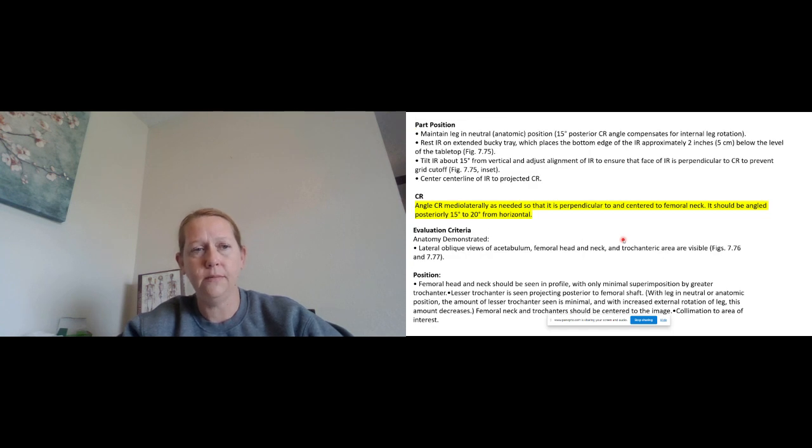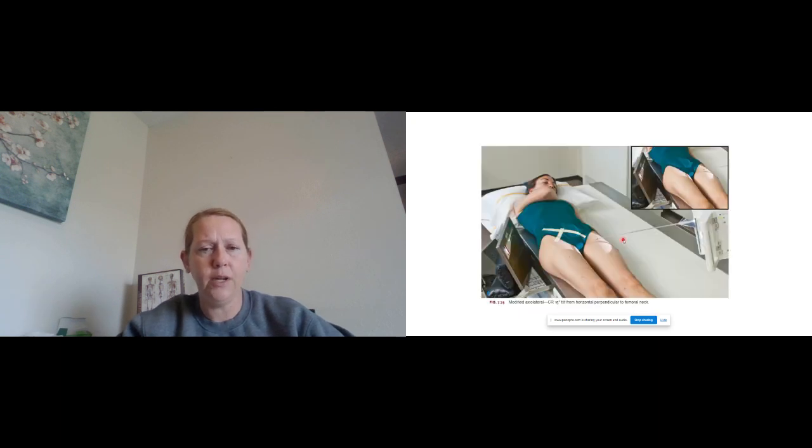Here's all the part positioning. I know I can sit here and say, put the leg in neutral position, rest the IR on the extended Bucky tray. It helps for me to show you this. So here's the extended Bucky tray, right? They've put some sandbags behind it to hold up the plate. Here is the tube. This tube is shooting through here, and I'm glad they put it with tape. We're aiming here. Here's our line, but it doesn't look like it lines up. God bless them for trying.